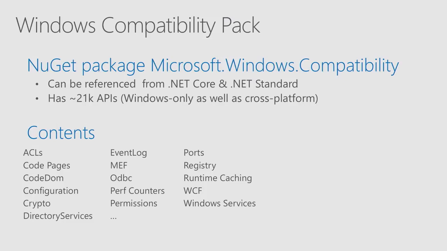If you got any portability errors, so if after porting to .NET Core you are getting an error that some assembly is missing, but your portability report was 100% compatible, was completely green, that means you can easily fix those errors by just adding NuGet package Microsoft.Windows.Compatibility. That package has 21,000 APIs. Some of them are Windows only and some of them are cross-platform, and these are areas that those APIs are related to.